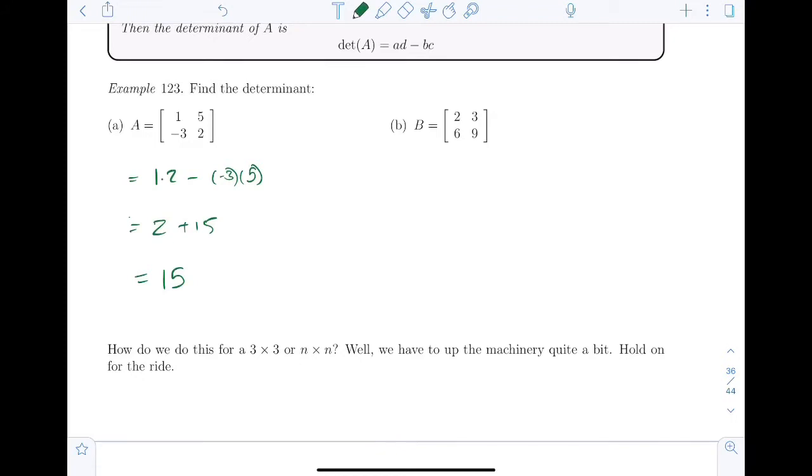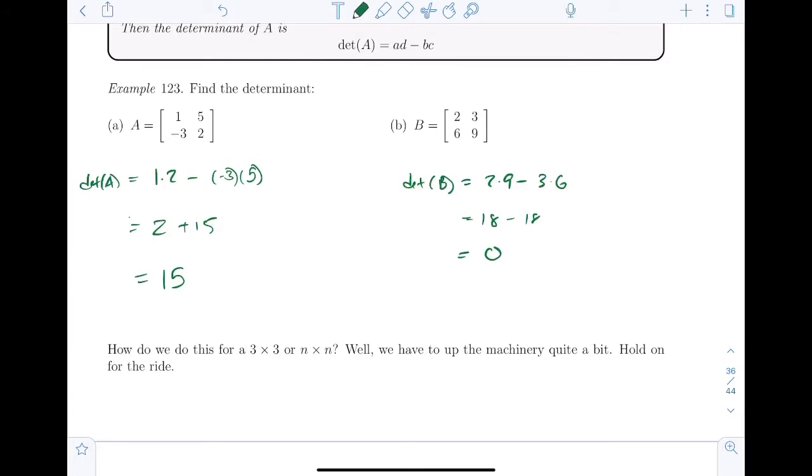Next, what about this one? So [2, 9; 3, 6]. So I have, or I should say, the determinant of B is going to be 2 times 9 minus 3 times 6, which is 18 minus 18, which is 0.